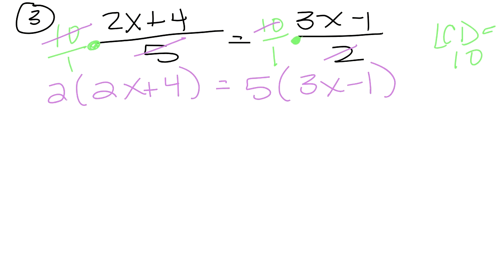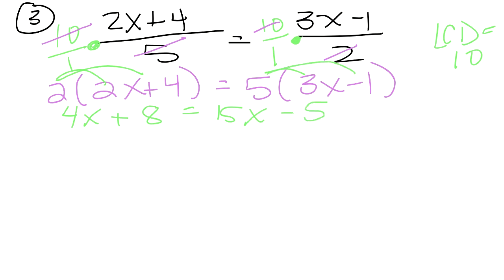Now this new equation looks kind of similar to the first one that we did in that we now have some parentheses that we have to deal with. But again, when we have our parentheses, we're just going to distribute. 2 times 2x is 4x. 2 times 4 is 8. On the other side, 5 times 3 is 15x. 5 times negative 1 is negative 5.